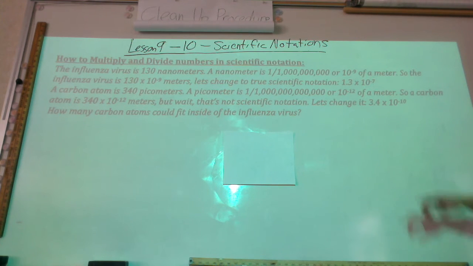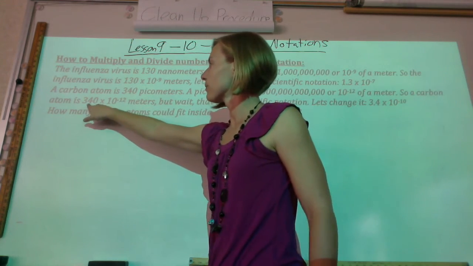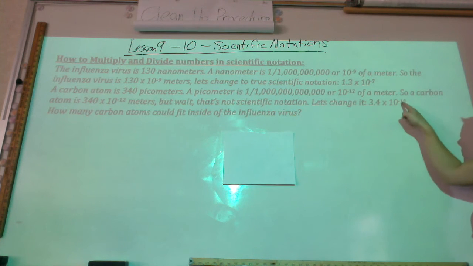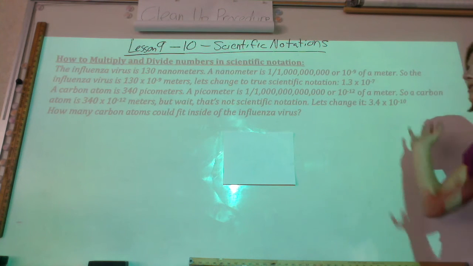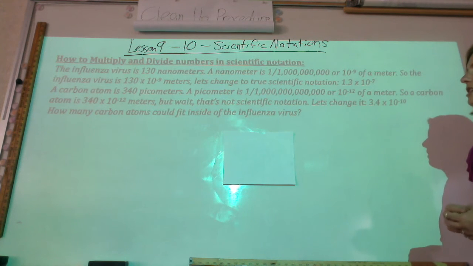Change it to scientific notation. So we need to make this number smaller by 2. So we make the exponent bigger by 2. Negative 12 plus 2 gives us a negative 10. So now here's the actual problem. How many carbon atoms can fit inside the influenza virus? So what kind of problem is this? Multiplication, division.